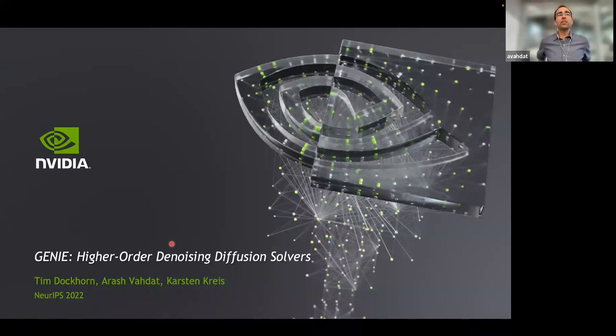So this is a work that we will present at NeurIPS in a few weeks. It's called GENIE. We found the acronym through some letters in the middle of this higher order denoising diffusion solvers. We just like to call it GENIE.